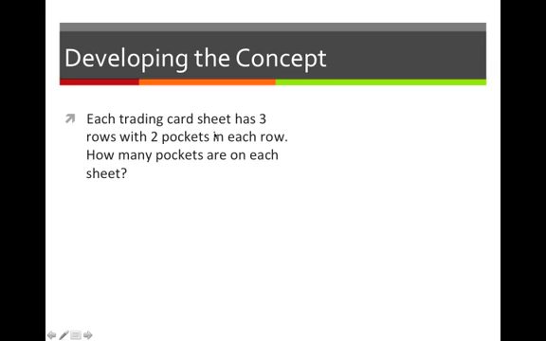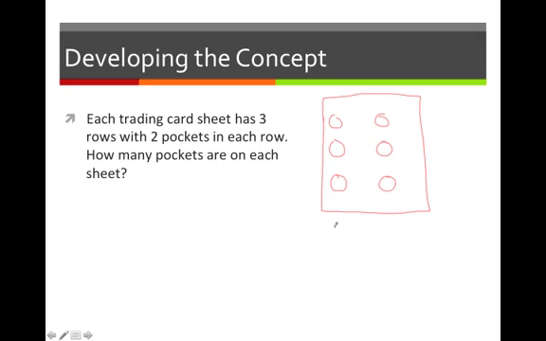Each trading card sheet has 3 rows with 2 pockets in each row. How many pockets are on each sheet? Okay, so let's begin by drawing the trading card sheet, which is going to give me a rectangle. And it says has 3 rows. So rows go down 1, 2, 3. And there are 2 pockets in each row. 1, 2, 1, 2, 1, 2. How many pockets are on each sheet? So here's one sheet. So there's 1, 2, 3, 4, 5, 6.